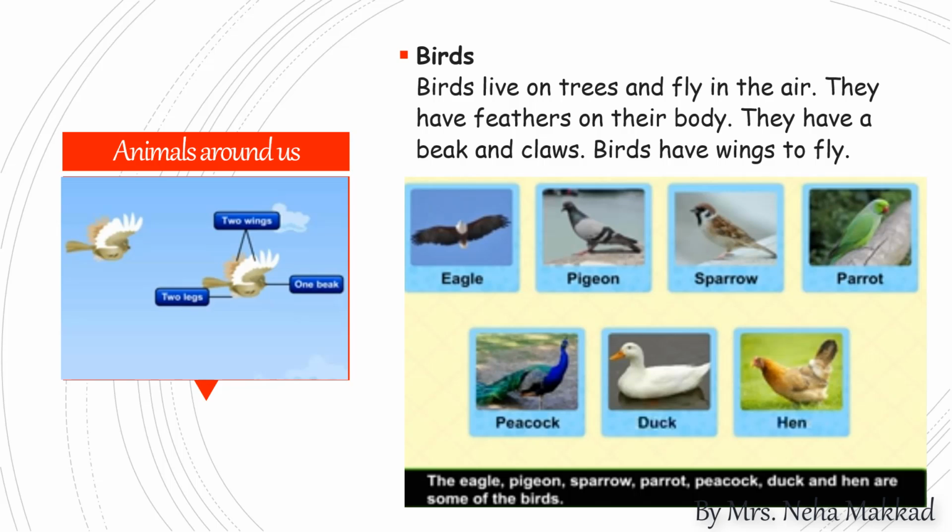Now children, we will study about birds. Birds live on trees but they fly in the air. They have feathers on their body and these feathers help them to fly. They have a beak to eat the food. As you can see in the picture, they have one beak to eat the food and claws to hold tightly the branches of the tree. And the birds also have two legs and two wings, and the wings help the birds to fly. Some examples of the birds are the eagle, the pigeon, the sparrow, the parrot, the peacock, the duck and the hen.